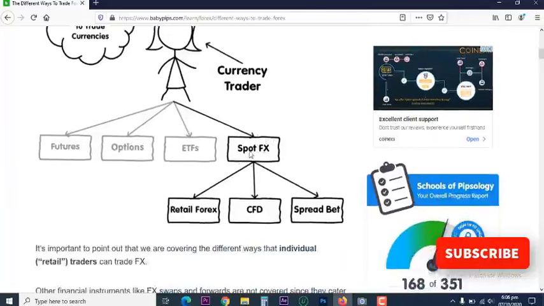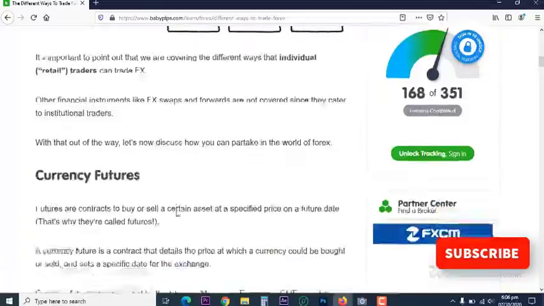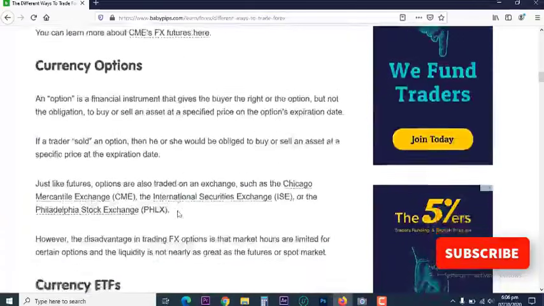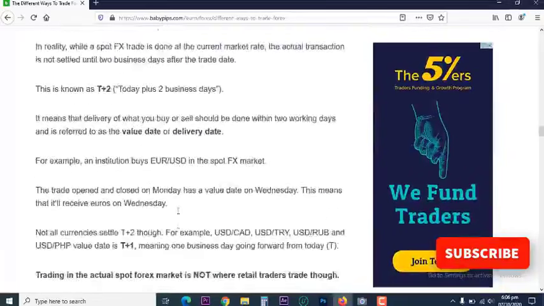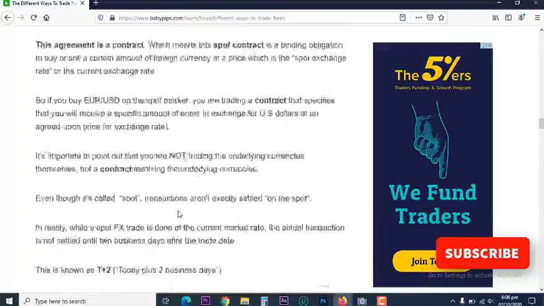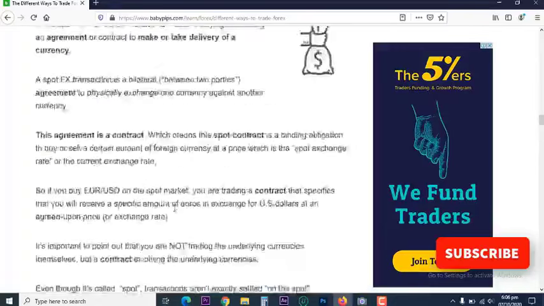This is called a spot because transactions are executed almost immediately, right? Under the spot market, we have the spread bets. This is for betting. We have the CFD, which is for another composition as well. And what we are concerned about is retail forex. So let's go down to retail forex, which is just on the spots, right? Yeah, spot FX. Okay.